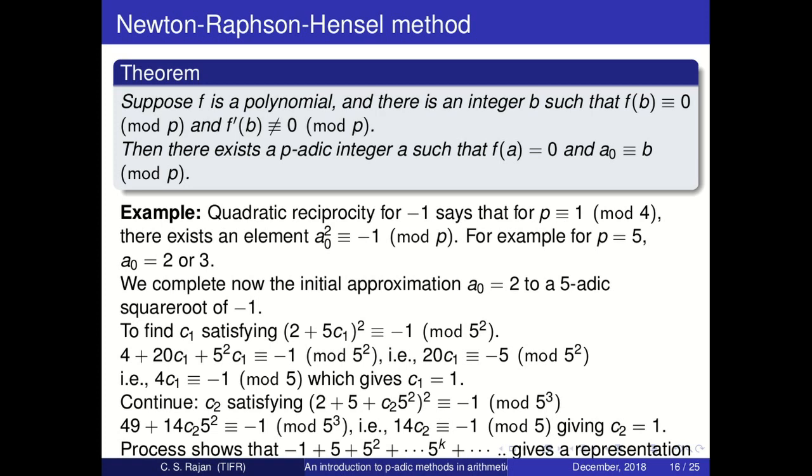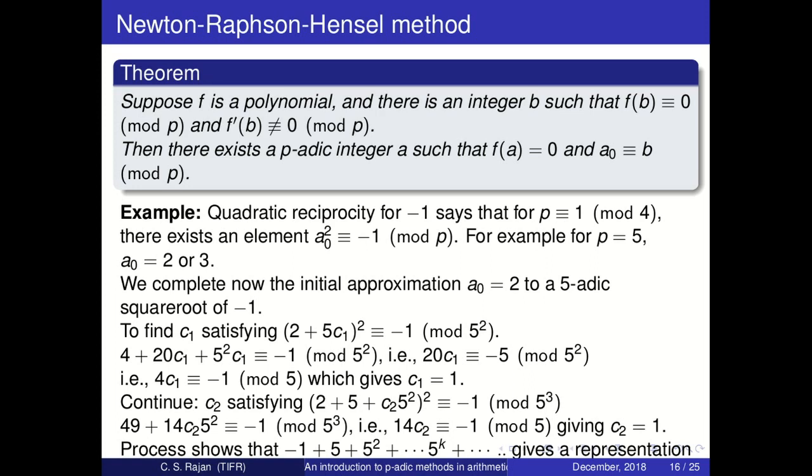So just expand it. It is 4 plus 20 c1 plus 25 c1 squared, which is congruent to minus 1 mod 5 squared. The 25 term is anyway congruent to 0 mod 5 squared. So you have 20 c1, and if I take 4 there, it's minus 5, congruent to minus 5 mod 5 squared. So 5 divides this, 5 divides this. I can clear one 5 out and cancel, and I'll get 4 c1 is congruent to minus 1 mod 5. But 4 is minus 1 mod 5, so 4 is the same as minus 1, which means c1 equals 1.